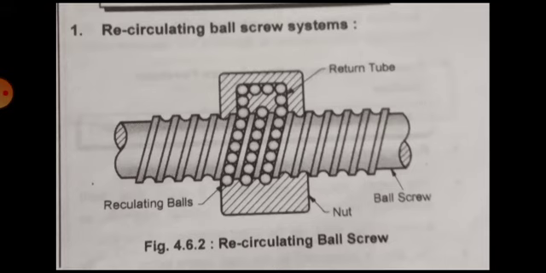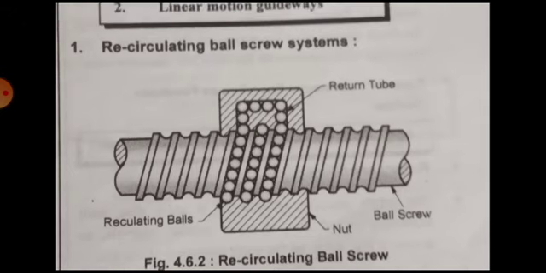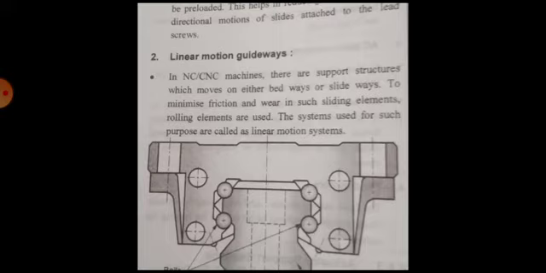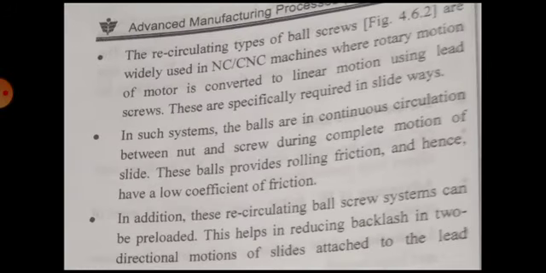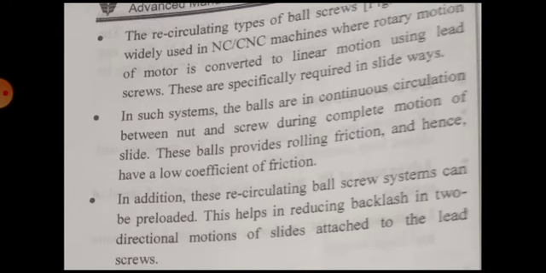We can also use a lead screw, but in the lead screw the friction is very high. Therefore, we are using this alternative, the recirculating ball screw system, which offers very low resistance to movement. These recirculating type ball screws are widely used in NC CNC machines, where rotary motion of the motor is converted to linear motion using a lead screw. These are specially required in slideways.